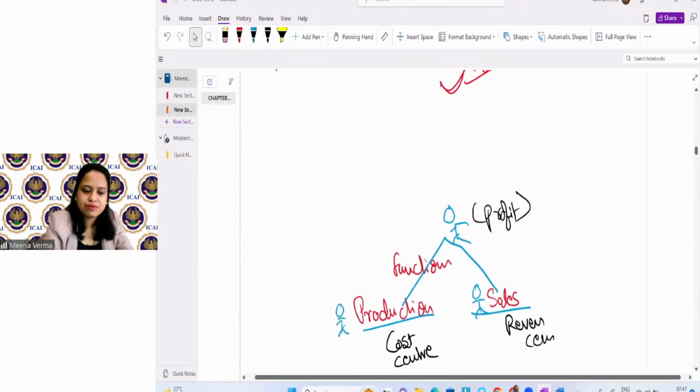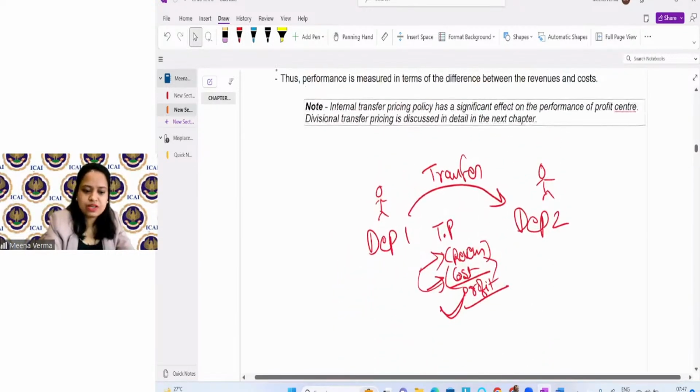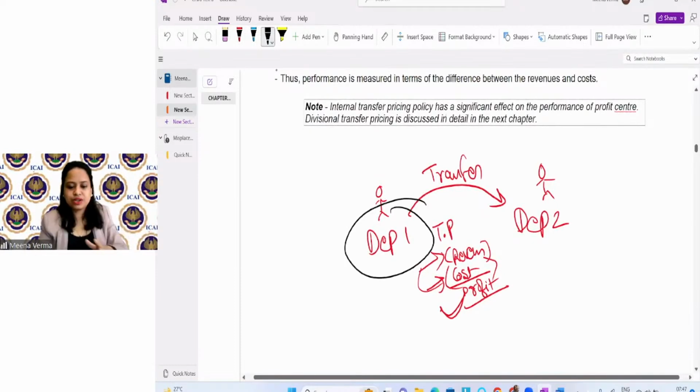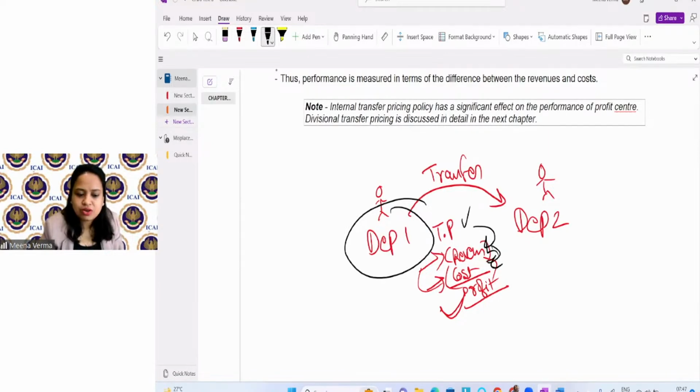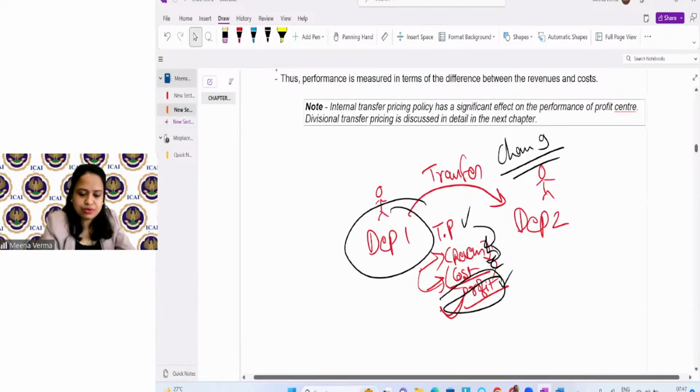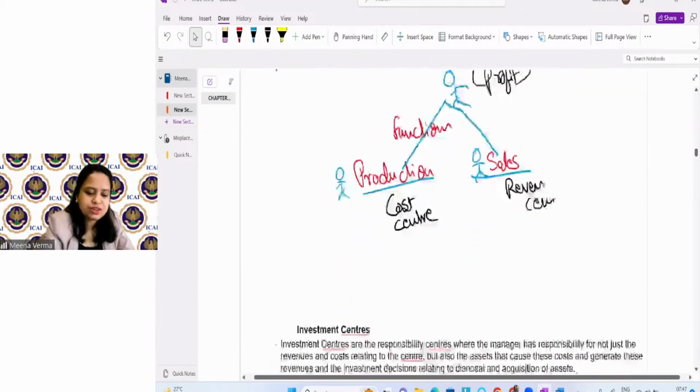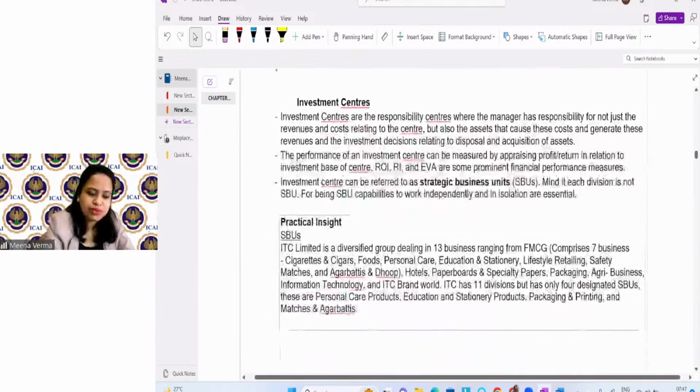So in this way, we will see. Otherwise, you can see some department which transfers the goods from one department to another department, transfer price will be revenue for them. They have incurred the cost, they will generate the profit, right? So here also it is known as profit center. You will learn this in chapter 9. Matlab next chapter, we will talk about it. Okay, chapter transfer pricing. In transfer pricing, we will learn about it.